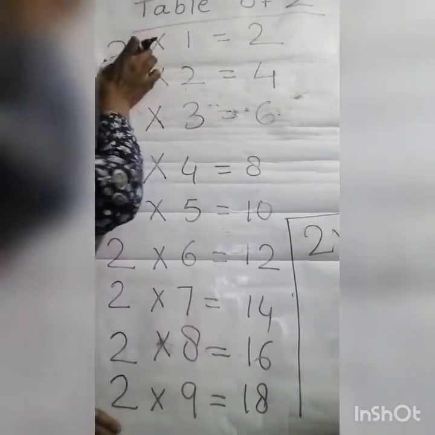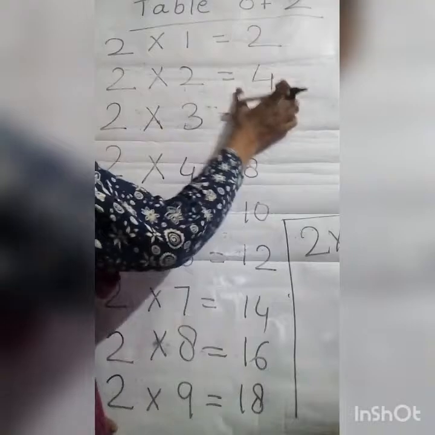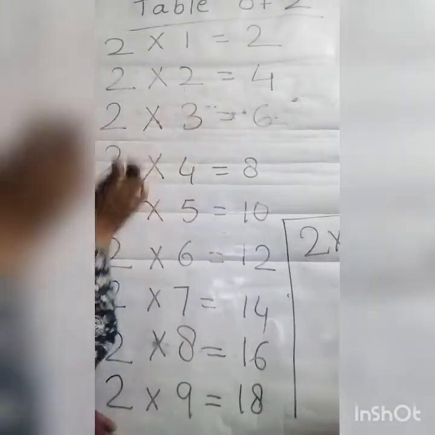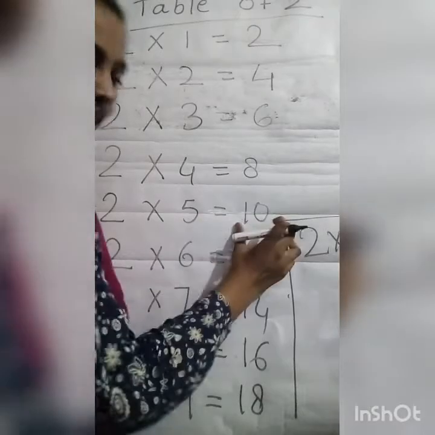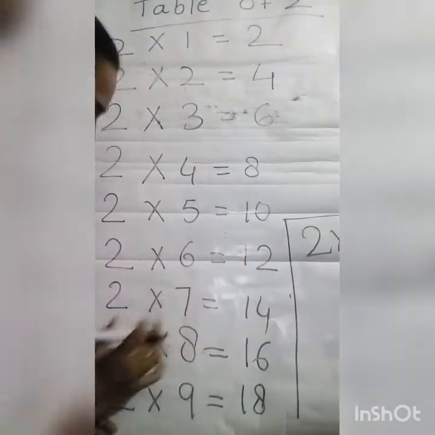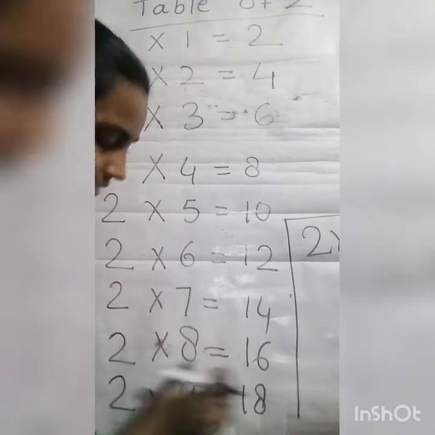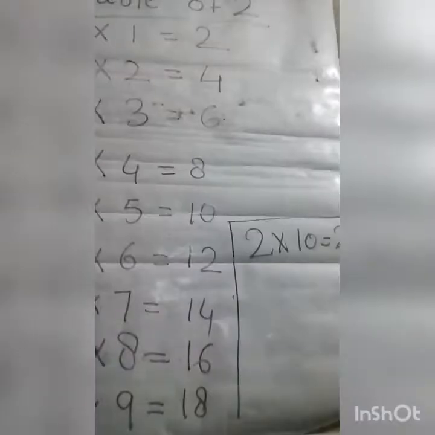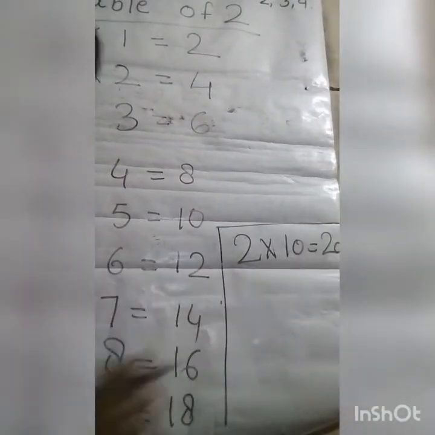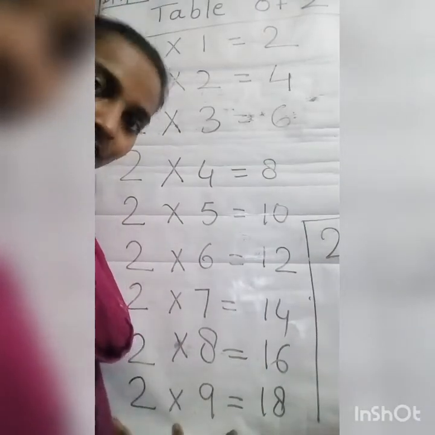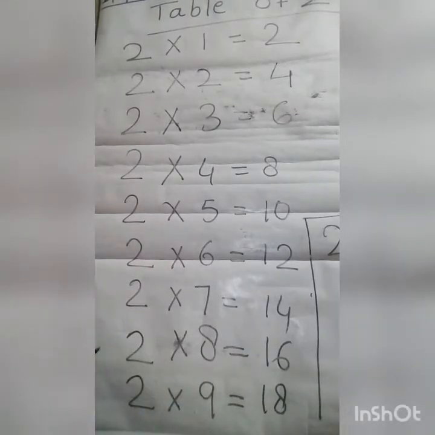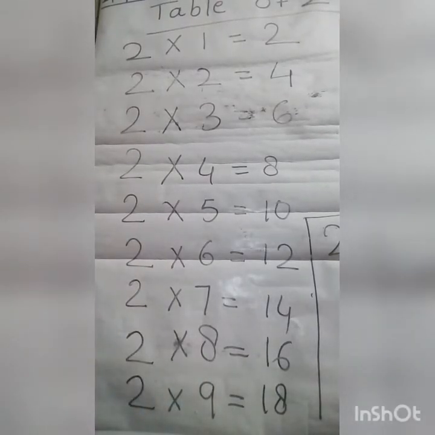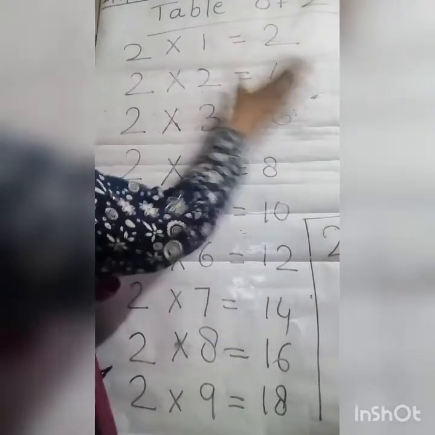Okay, so repeat after me. 2 ones are 2, 2 twos are 4, 2 threes are 6, 2 fours are 8, 2 fives are 10, 2 sixes are 12, 2 sevens are 14, 2 eights are 16, 2 nines are 18, 2 tens are 20. Okay. Now children, this is the table of 2. So you all have to learn the table of 2.